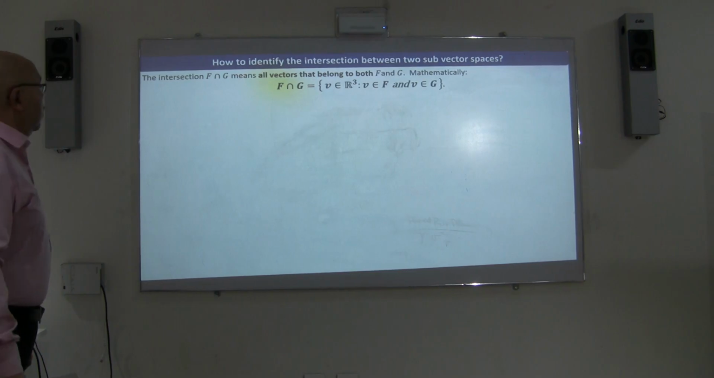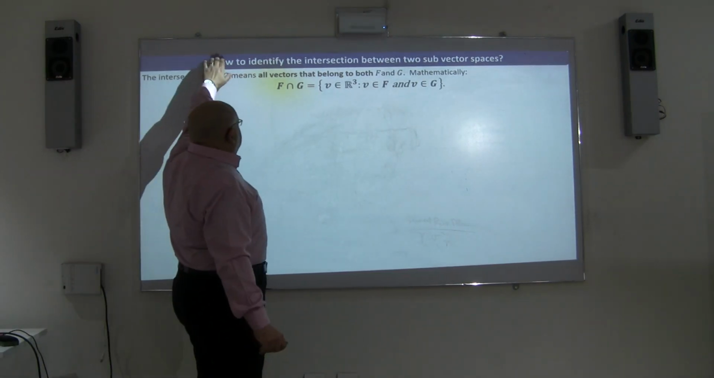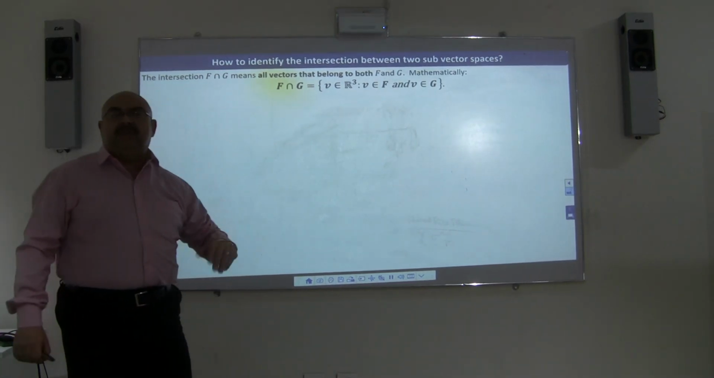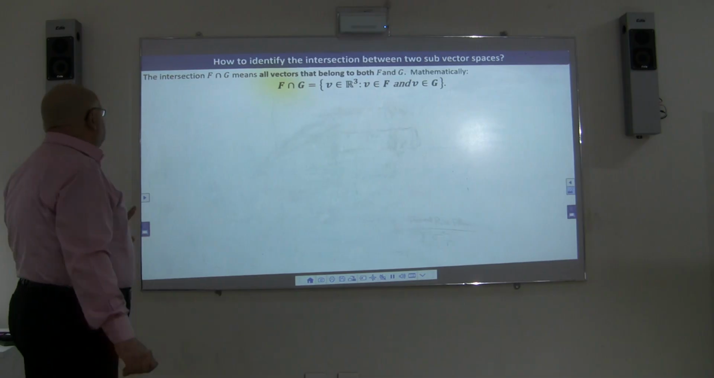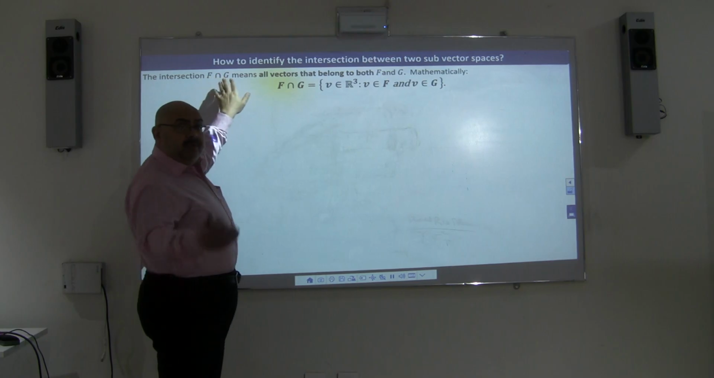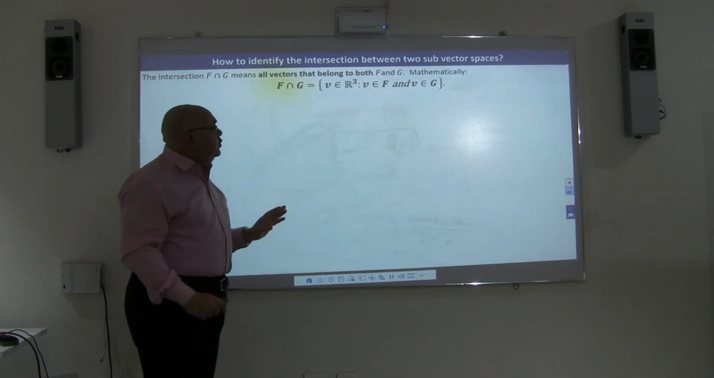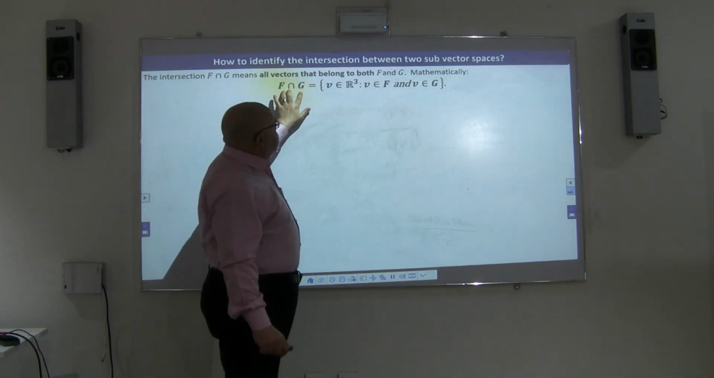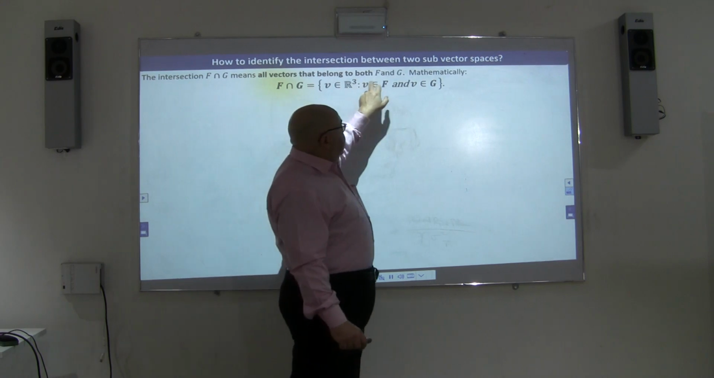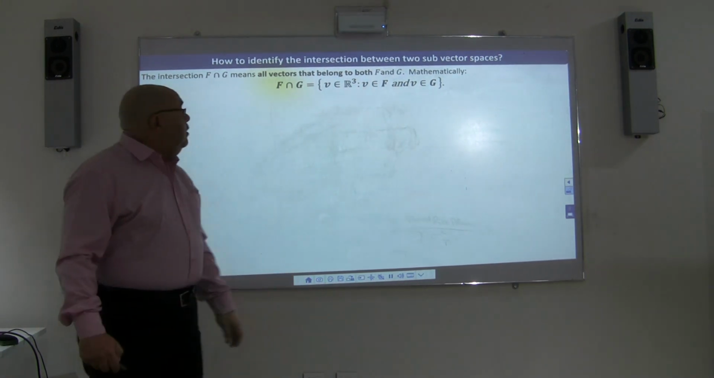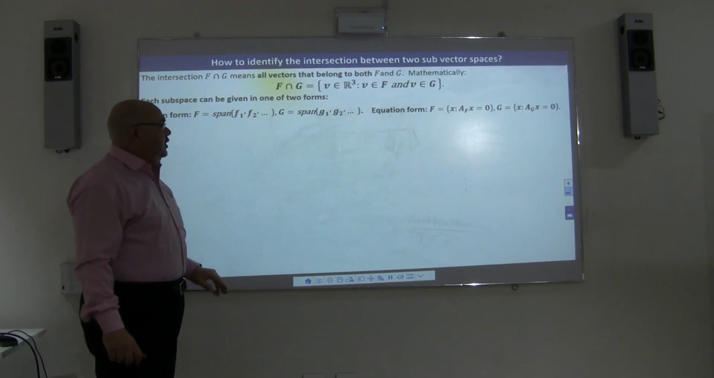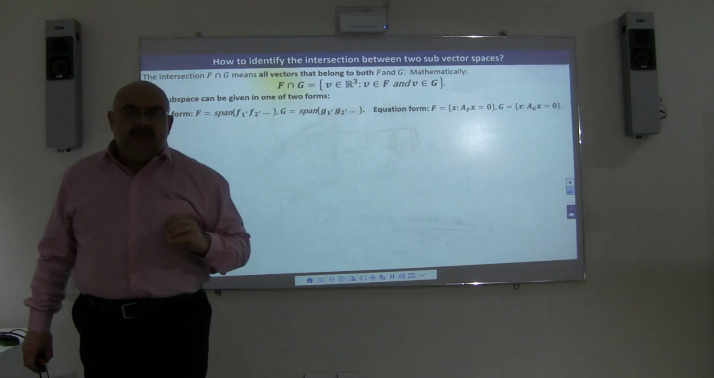Here, this question is really very important: how to identify the intersection between two subvector spaces. What are the steps? Let's consider the intersection F and G, meaning all vectors that belong to both of them, and we know that from the previous session. So F intersection G is the set of all vectors V which belong to F and also belong to G.